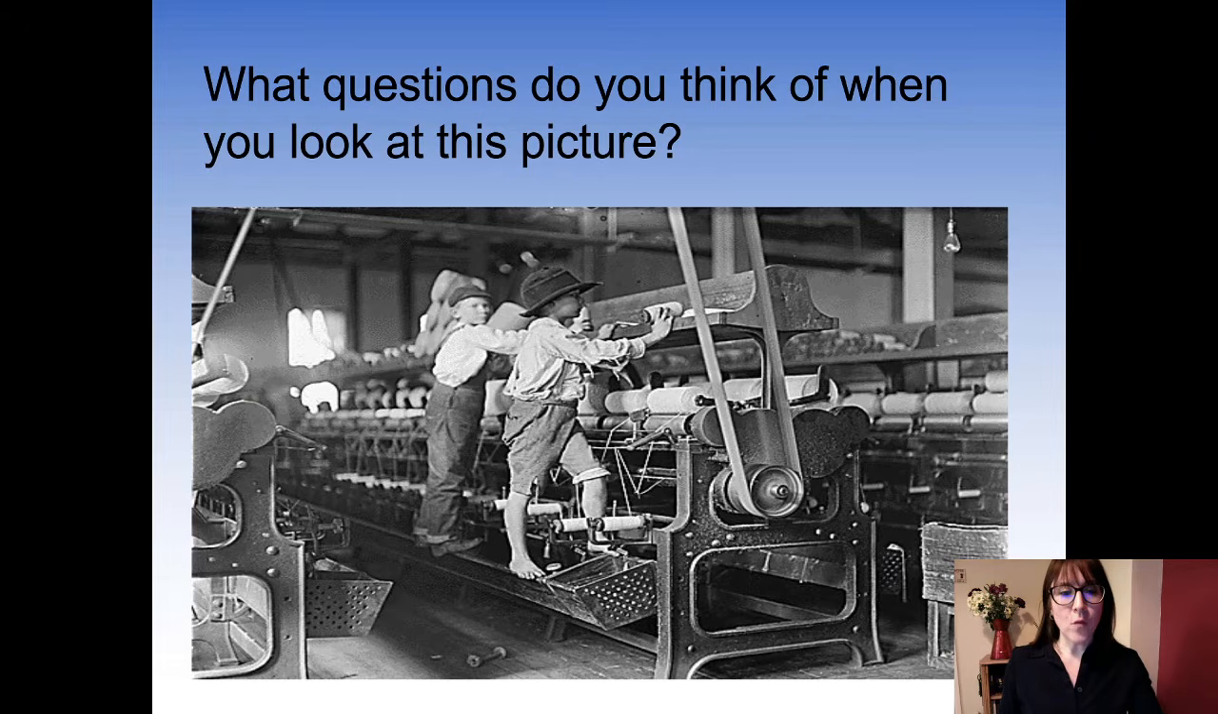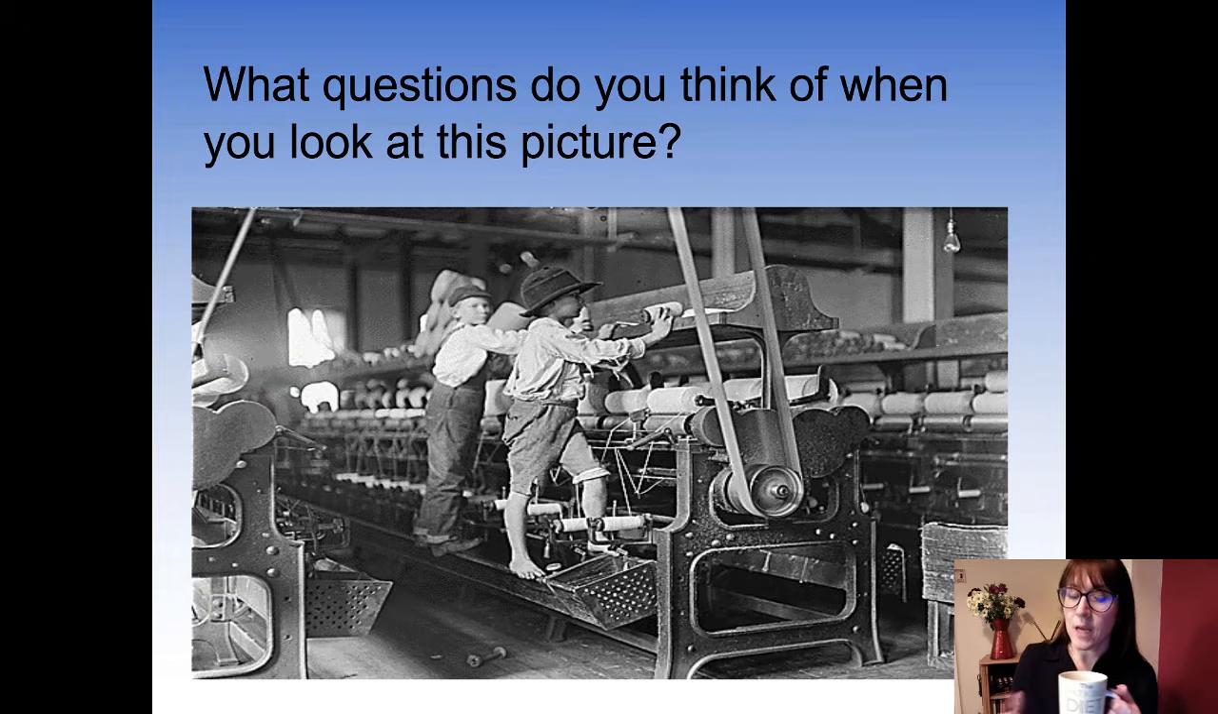If we were in class, we would have a look at this picture and explore what it was telling us, and I'd get you to write down some questions that you have. Some of the common questions that students ask are things like: where are his shoes, when was this taken, who was it taken by, where are they, why are they working?